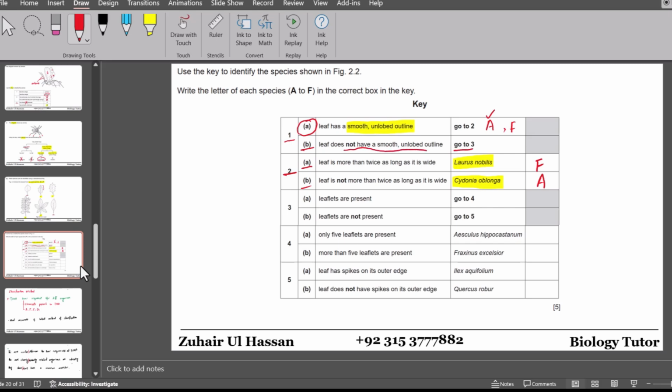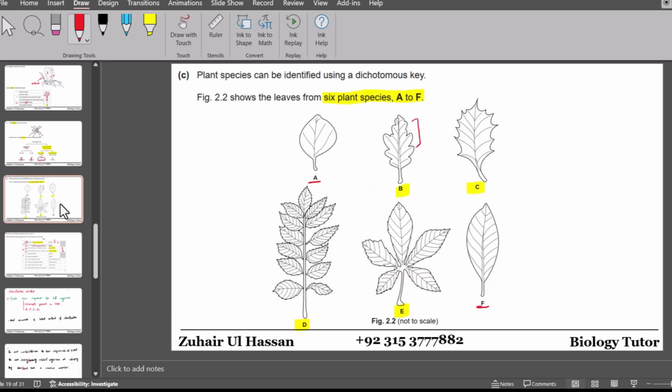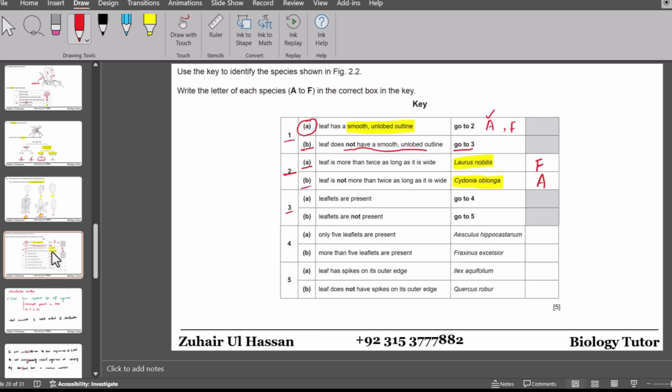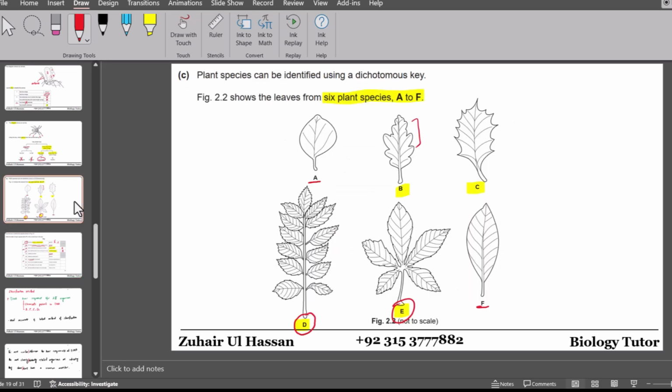So here we are at the statement number 3 or feature number 3, whose part A says leaflets are present. So coming back toward the diagram, the leaflets are present in species D and species E. For leaflets present, it says go to 4. So we are here at the fourth statement. Part A says only 5 leaflets are present. So coming back to the diagram, the plant species E is having 5 leaflets present, such as here you can see 1, 2, 3, 4 and 5. So 5 leaflets are present in species E.